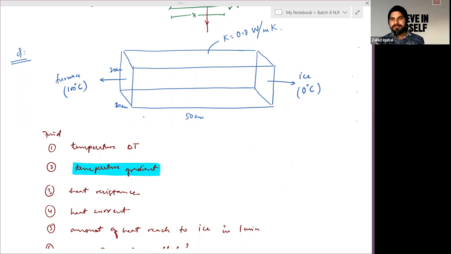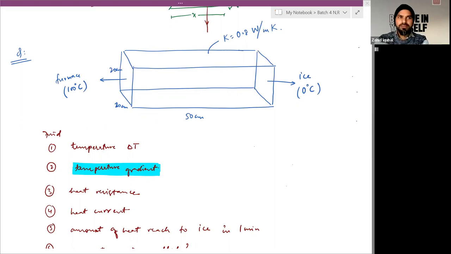Nabila, just send me your answer. Good, Raza. Raza, just try to convert each quantity in terms of their SI unit.